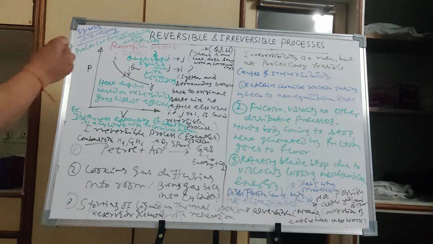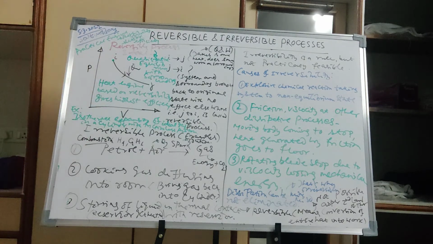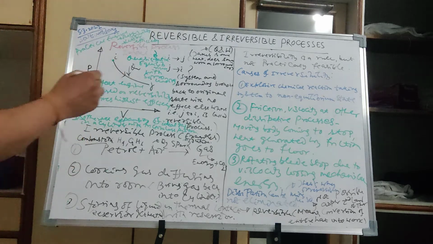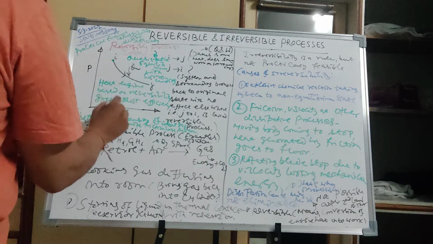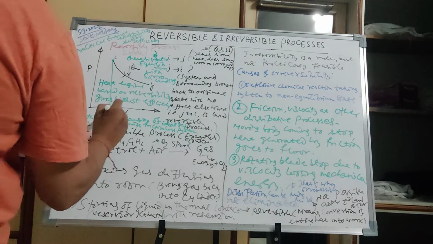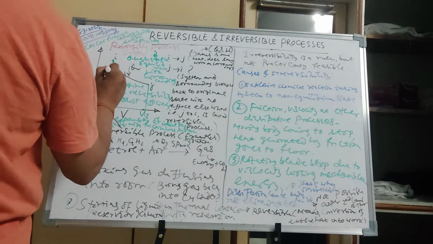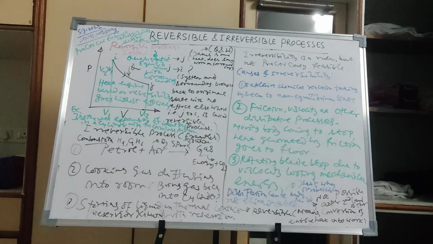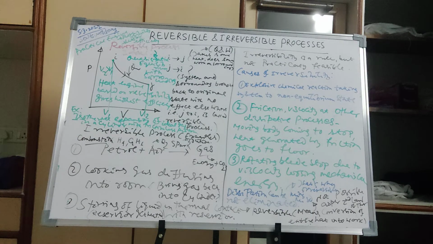Okay, so I've drawn the PV diagram. Let us say a system or a gas goes from a state I to state J. Let us say this is isothermal expansion. It is expansion because it is going from volume V1 to V2, right? So V2 is greater than V1. It is taking some heat and expanding. That's why it's isothermal expansion.